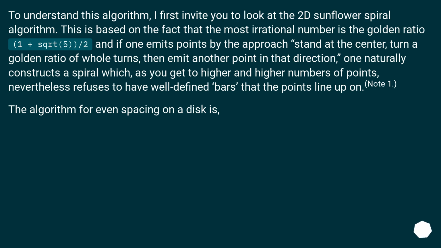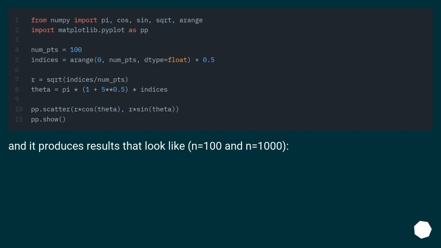sqrt 5)/2, and if one emits points by the approach: stand at the center, turn a golden ratio of whole turns, then emit another point in that direction, one naturally constructs a spiral which, as you get to higher and higher numbers of points, nevertheless refuses to have well-defined bars that the points line up on. Note 1. The algorithm for even spacing on a disk is and it produces results that look like n equals 100 and n equals 1000.